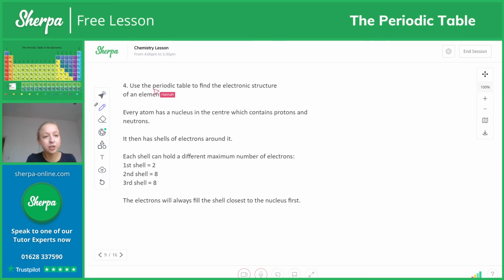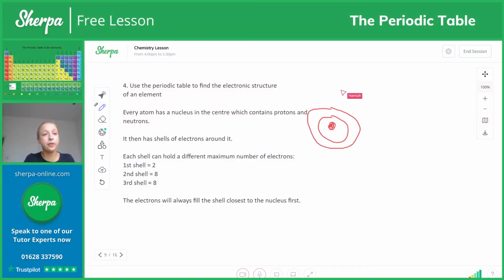So this learning objective is pretty similar to the one we just covered, but we're going to take it a little bit further now. We're going to use the periodic table to find the electronic structure of an element. A little bit of recap from what I've already discussed. Every atom of an element has a nucleus in the middle. Draw this out again. So we've got a nucleus here, and inside the nucleus are protons and neutrons. And then we've got our electron shells.